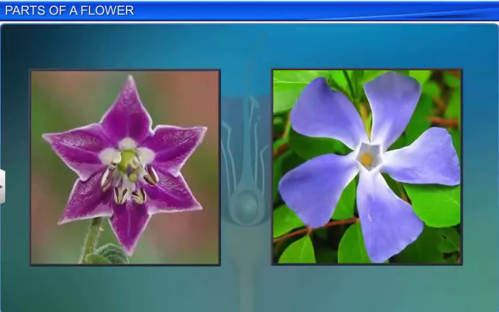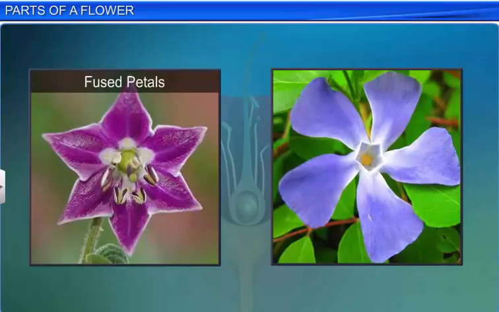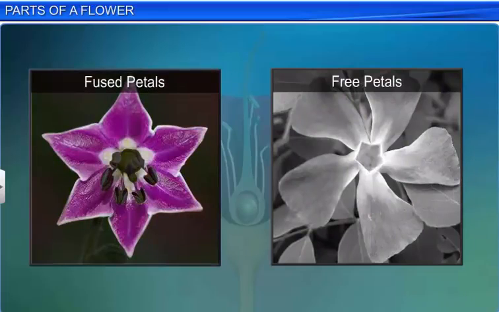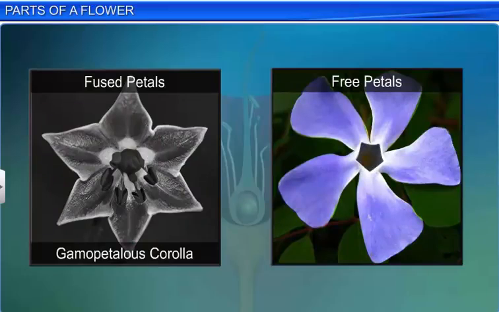Like the calyx, the petals of the corolla can be either united or free. When united, the corolla is called gammopetalous, and when free, it is called polypetalous.